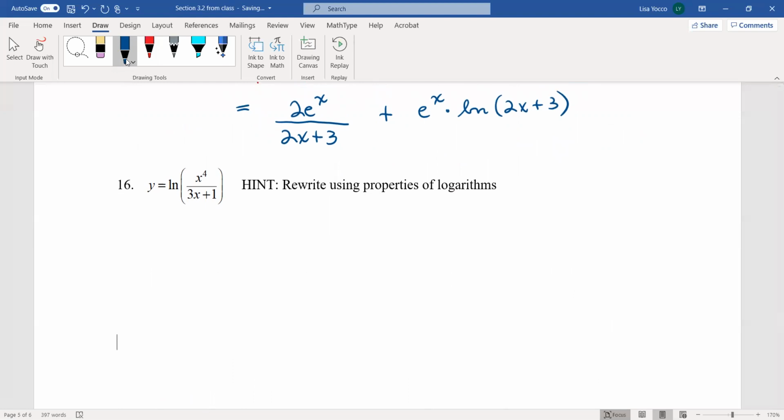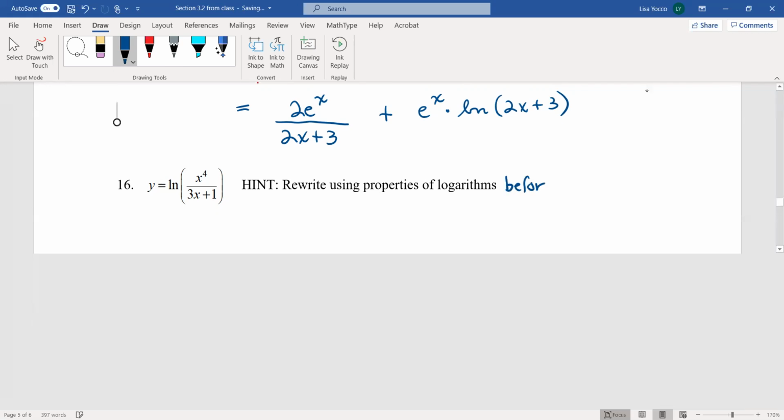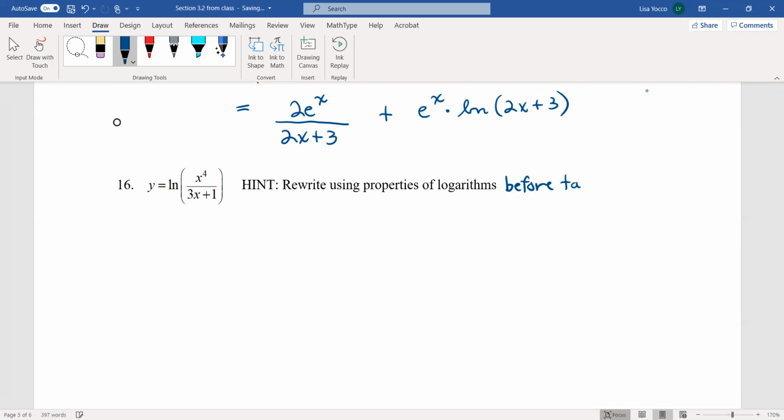Okay. For 16, it says hint, rewrite using properties of logarithms before, here we go again, taking the derivative. And you need to just trust me on that, because if you didn't do that, you would have a mess. And sometimes I show you what it would look like if you didn't use my hint. But just imagine the rule for that.